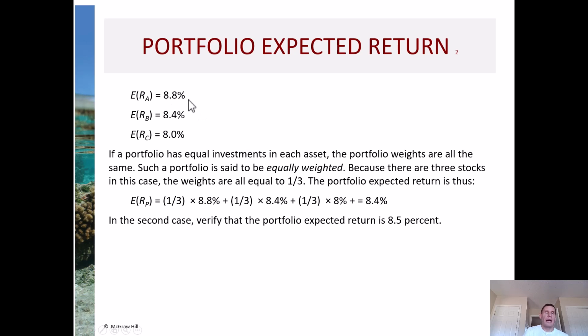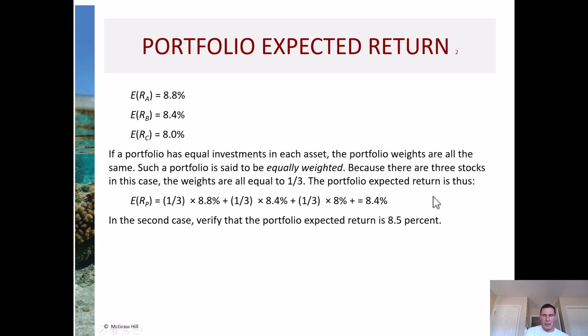8.8% for stock A, 8.4% for stock B, and then 8% exactly for stock C. Now, if a portfolio has equal investments in each asset, the portfolio weights are all the same. So then we would say the portfolio is equally weighted, right? Because there are three stocks in this case, the weights are all equal to 1/3.